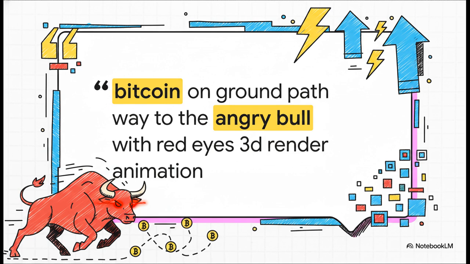This phrase: Bitcoin on ground pathway to the angry bull with red eyes 3D render animation. That's not a joke. That is an actual, highly specific 4K video clip you can download right now from Shutterstock's stock market section. Seriously, if a creator wants to make a hyper-stylized segment about the aggressive, volatile rise of crypto, they do not need to hire a 3D animator to spend weeks building an angry bull charging through a digital landscape.